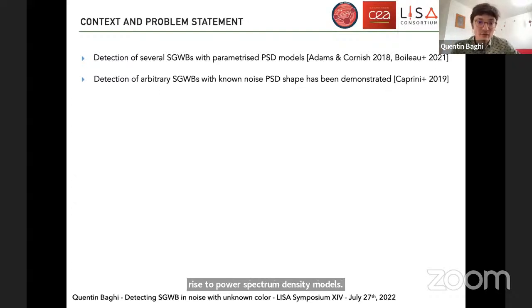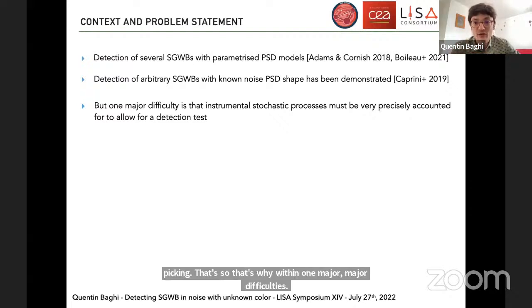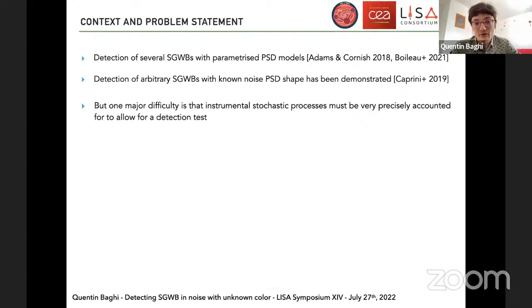As Robbie mentioned, there was this software called the SDWG Binner, which is detecting agnostically the gravitational wave backgrounds given a noise PSD of known shape, or at least parametrized. And it has also been shown by NAM that this analysis can be sensitive to the noise model you're picking. That's why we think one major difficulty is that we have to account very precisely for the noise model that we have to allow for our detection.